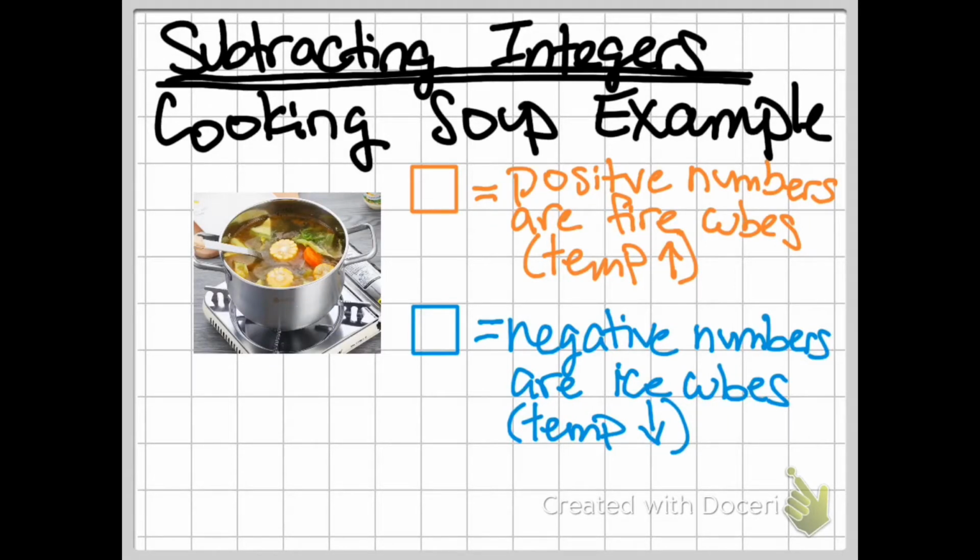We're going to be using the cooking soup example again, this time with subtracting integers. So to review, when we have positive numbers, those are going to represent fire cubes that increase the temperature of our soup. And negative numbers are going to represent ice cubes that lower the temperature of our soup, makes that soup colder.